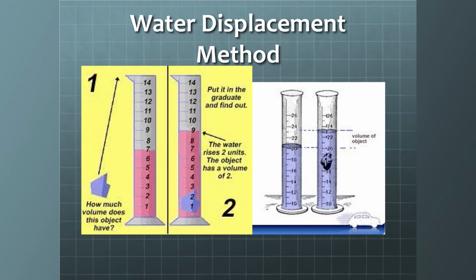So let's look at this water displacement method. It doesn't matter how much water you start out with, but you need to measure the amount of water starting, then you drop the object in and measure how much it increases. The amount that it increases is the volume of the object. So for this object, it starts at 7. When you put it in, it goes up to 9. That means that it has a volume of 2 milliliters.